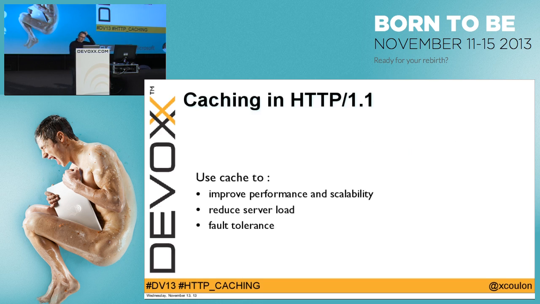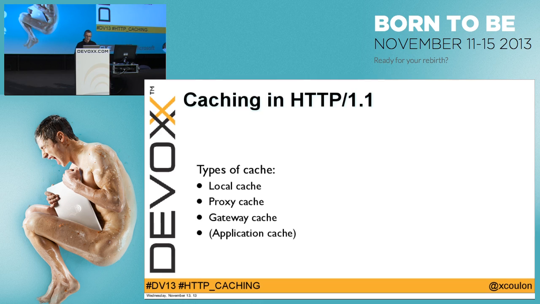So, you're going to use caching in HTTP because you want to improve performance, of course. This would be if you want to improve performance and scalability of your platform, if you want to reduce the load on your servers, or even if you want to resist any crash, or keep serving content when you are redeploying your applications.